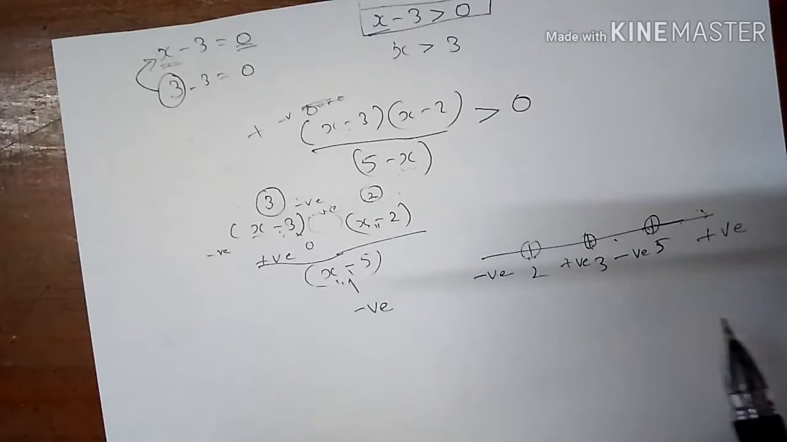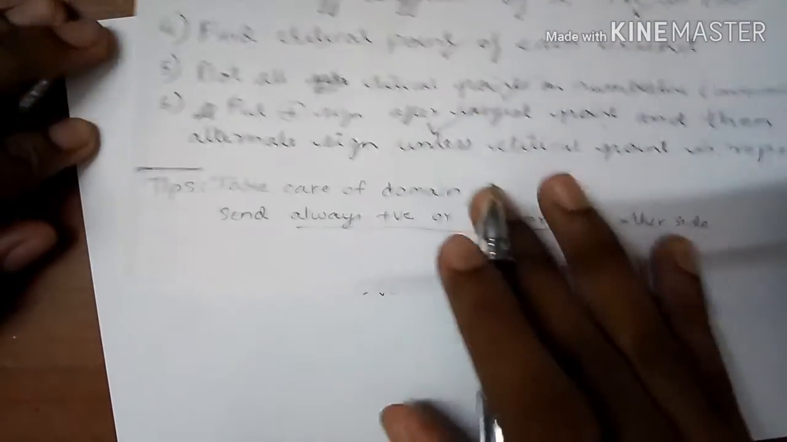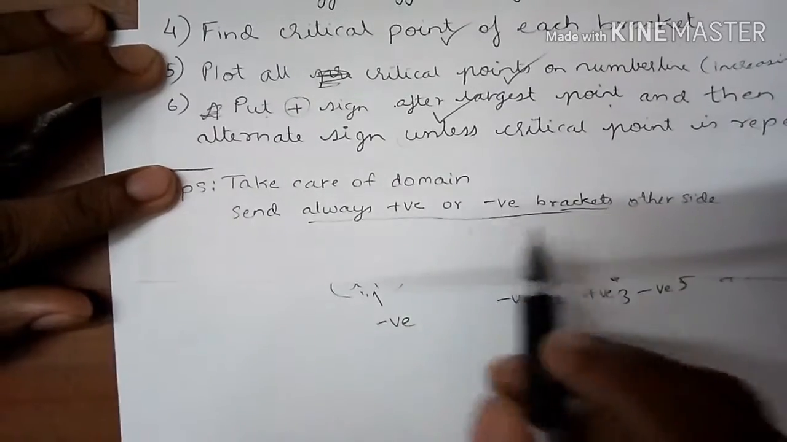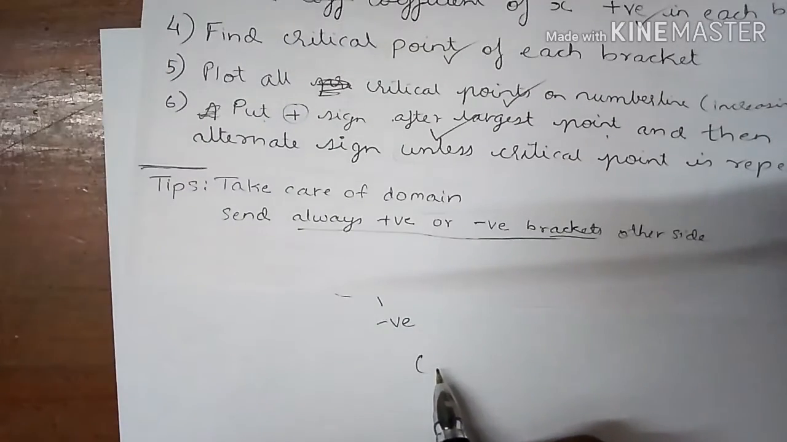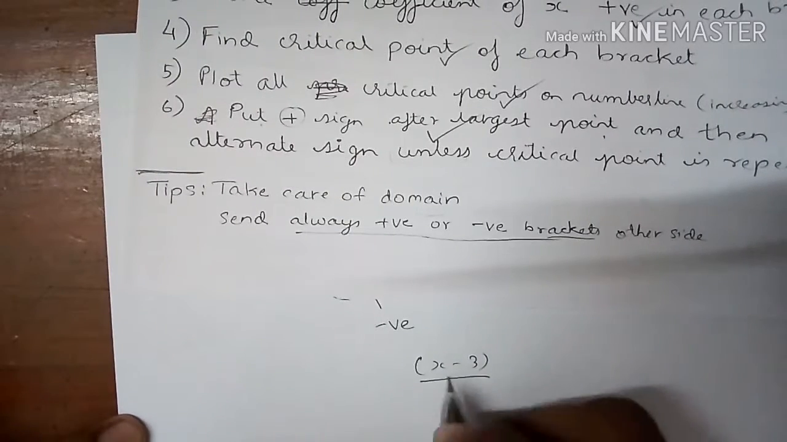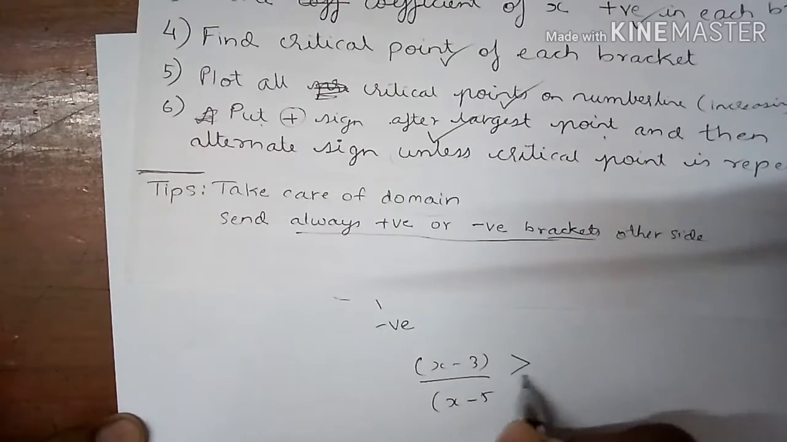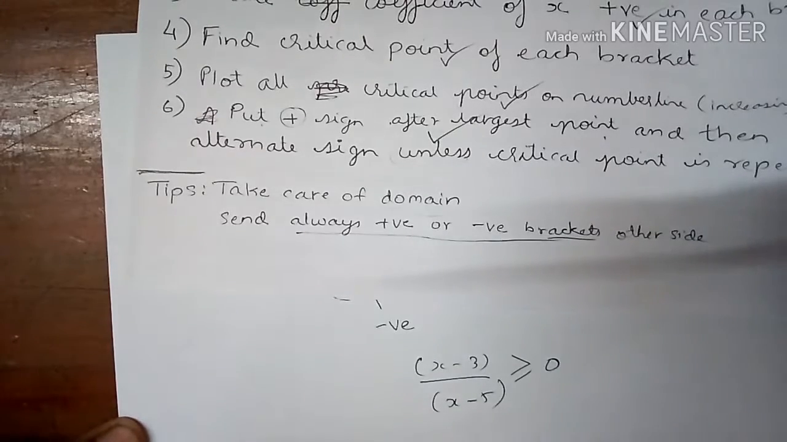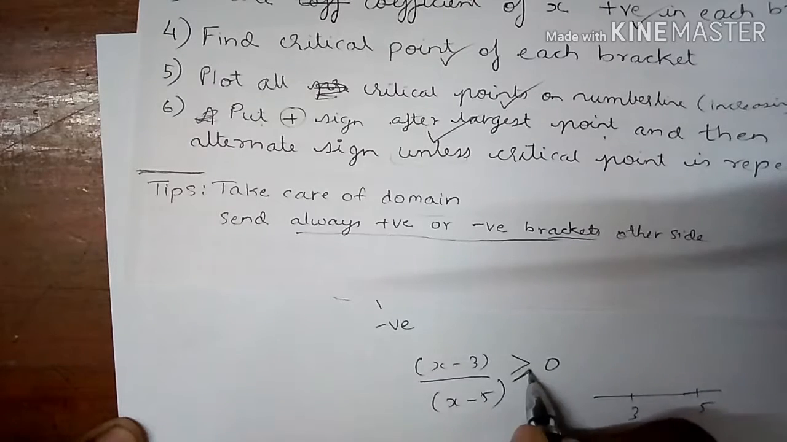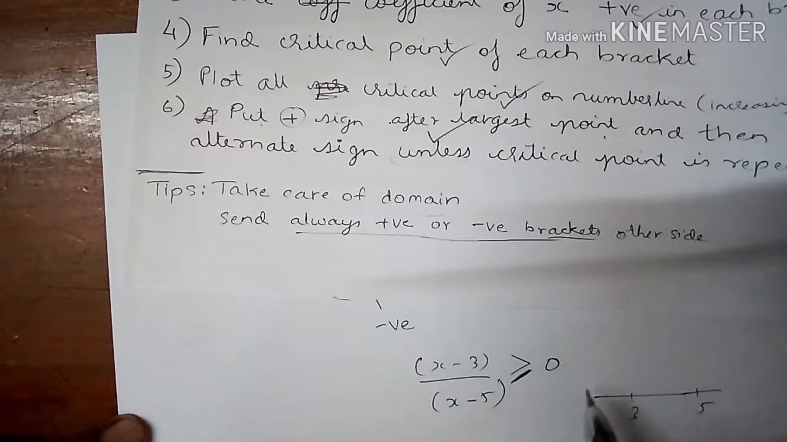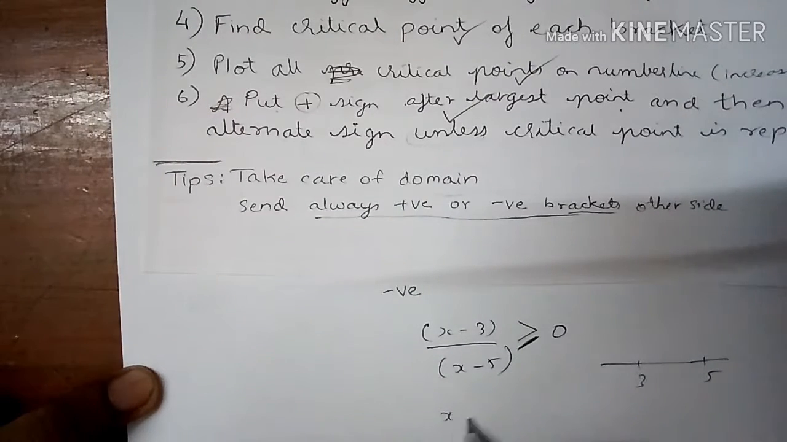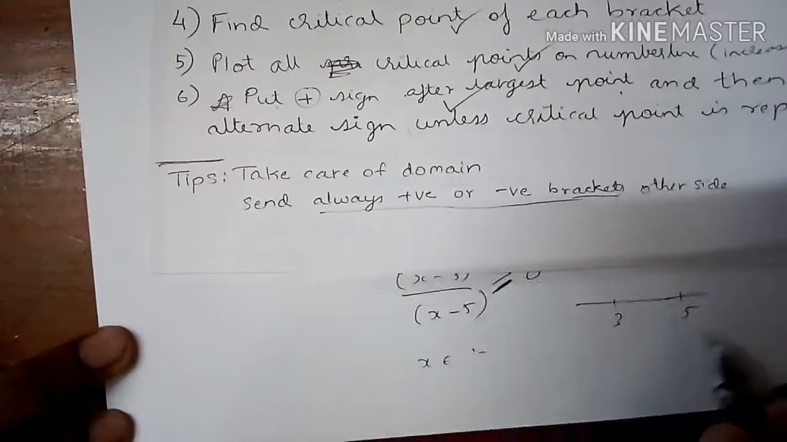And before I end, I'd like to give two tips. One tip is to take care of domain. So suppose there's a question like x minus 3 over x minus 5 greater than or equal to 0. Here we have two critical points, 3 and 5, and it's greater than or equal to. And if it is equal to, then we should consider the critical points also in the set. That is x element of some values. I'll explain it.